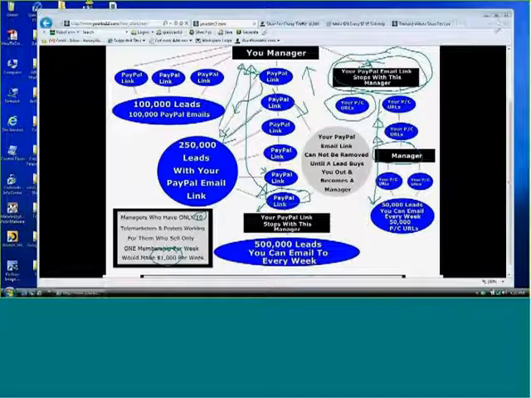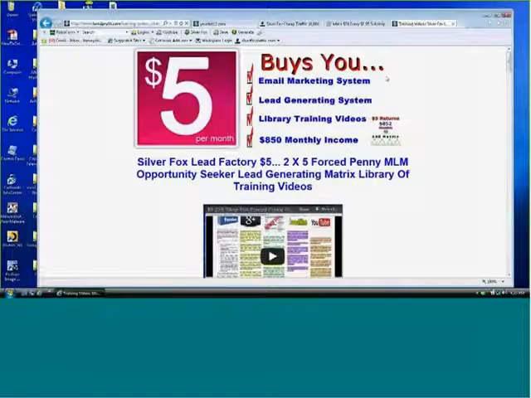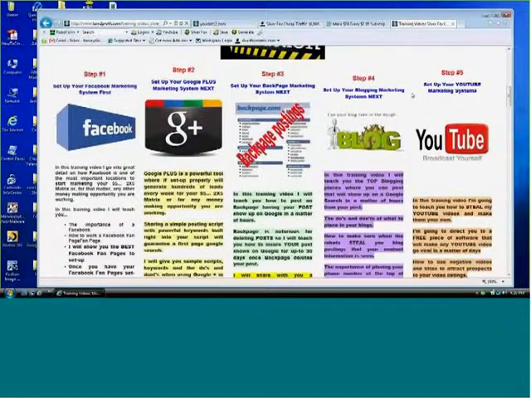In fact, I'm going to go over here now, and I'm going to show you something. Here's a program we're just launching here. It's called the $5 2x5 Force Matrix. It's $5 a month, okay? And then we're going to have very extensive training videos here. And I take you step by step by step, and this will work for, of course, the Silver Fox Lead Factory or any other money-making opportunity you're working.